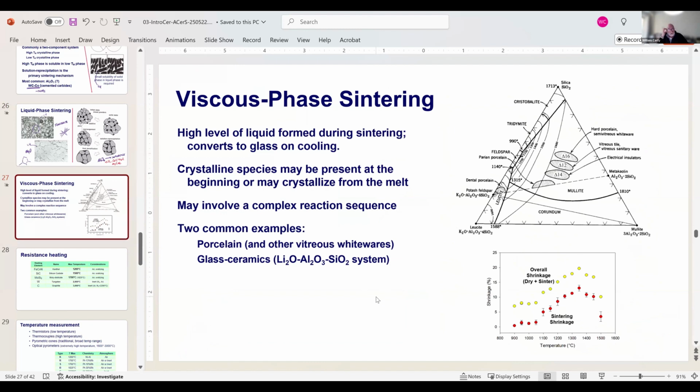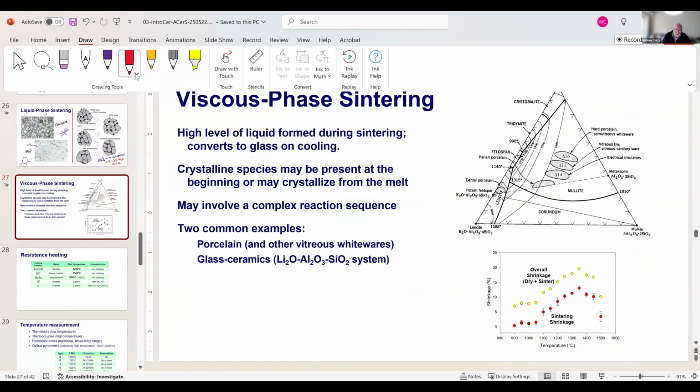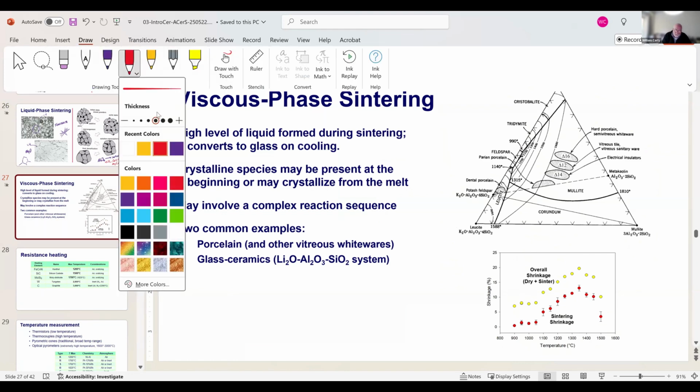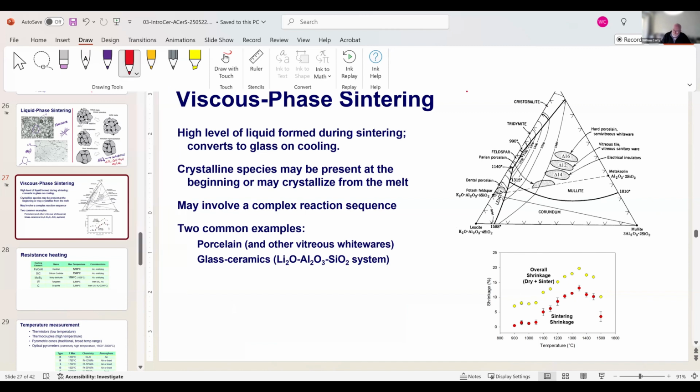Viscous phase sintering. So these are porcelains, basically, by and large, almost entirely composing this area. So porcelain is the big one. Okay.